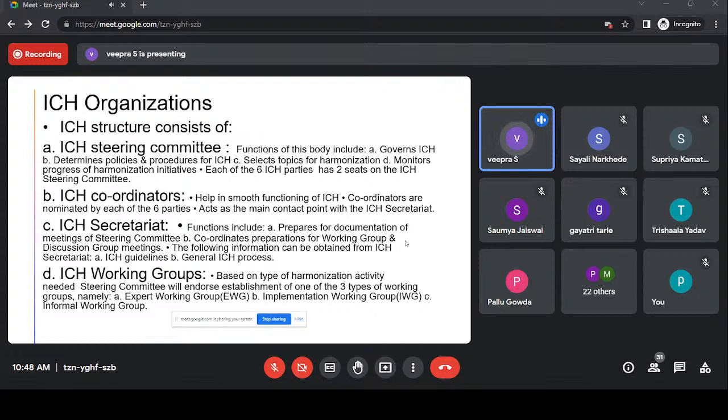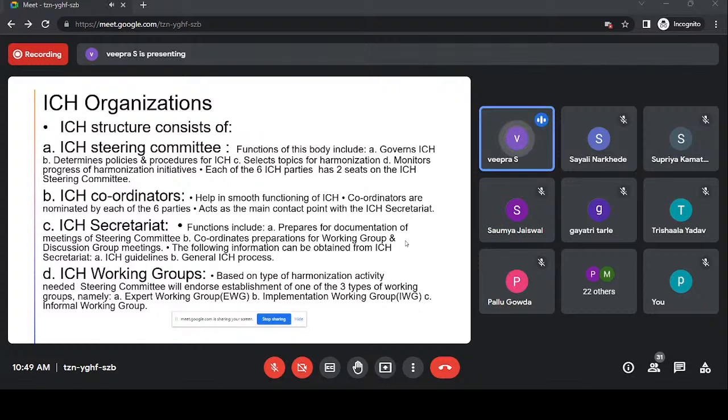Then now it's about the structure of the ICH committee. So it contains a steering committee. So what is the role of the steering committee? This steering committee governs the ICH. So they are mainly the main members of this ICH. It governs the ICH. So for working for the ICH, there will be some policies or procedures present, which are prepared by the steering committee.